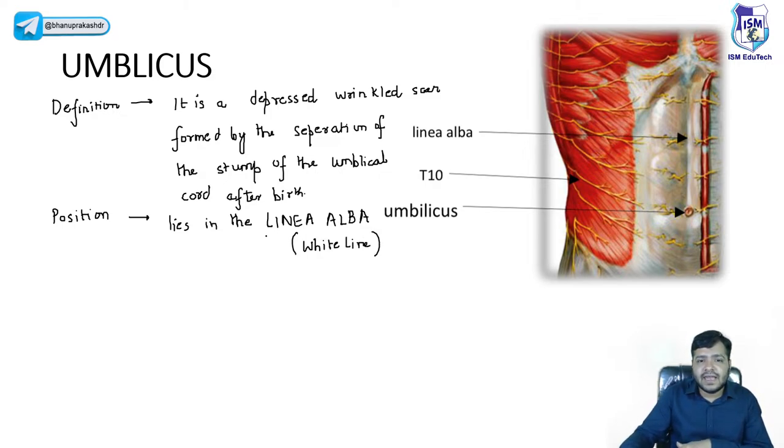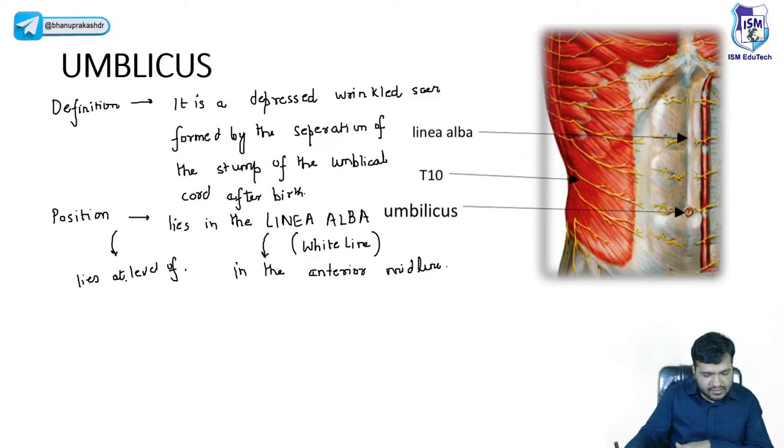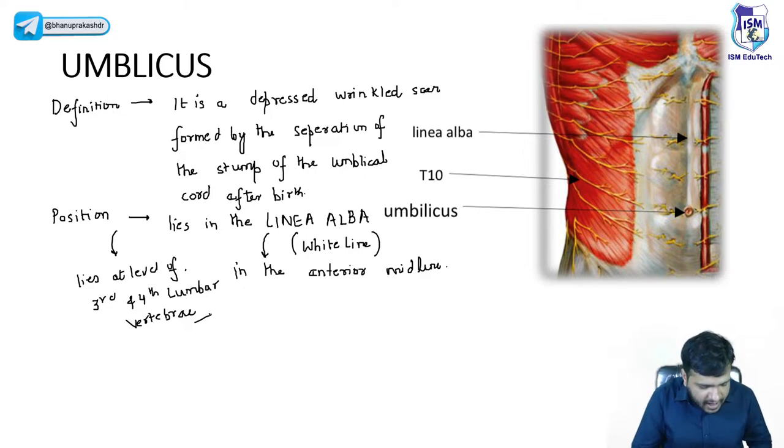Linea alba is in the anterior midline, and it lies at the level of the third and fourth lumbar vertebrae. I think I have already told you this, but I'm making you write it so that the notes are complete. It lies at the level of the third and the fourth lumbar vertebra.